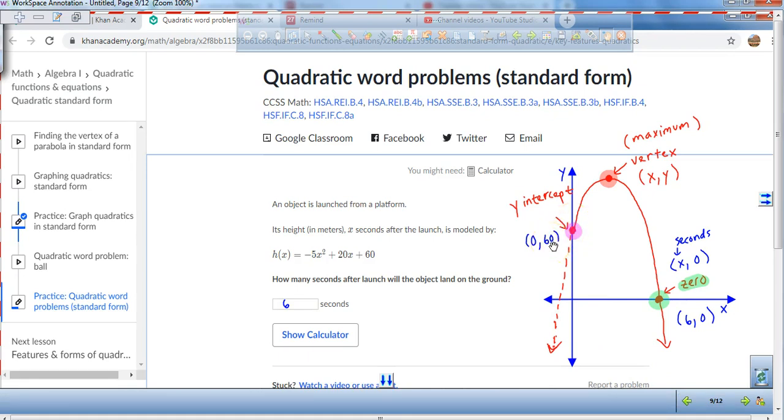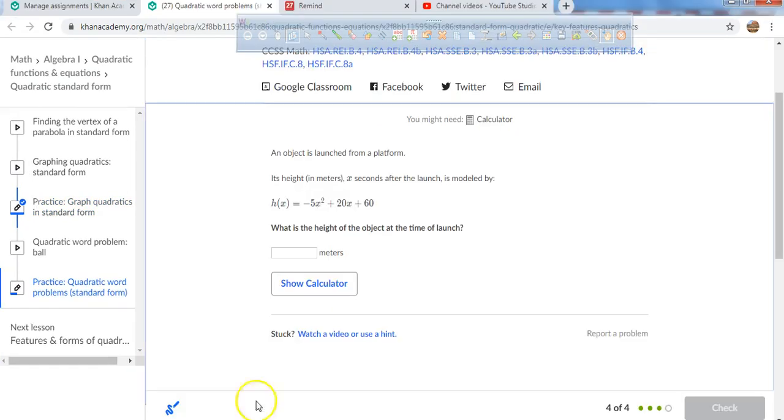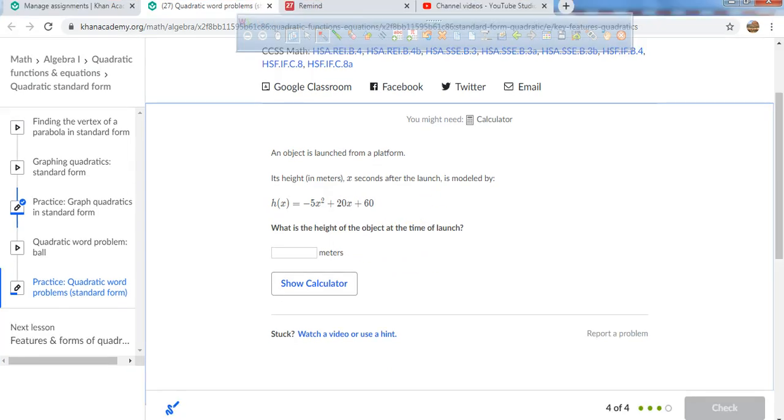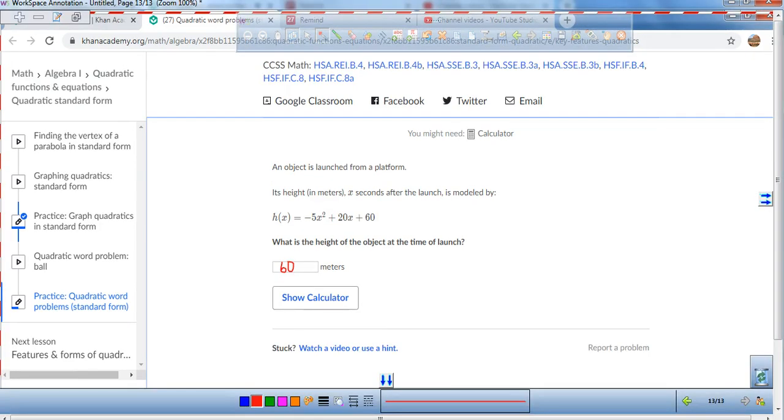So remember we said these are the three questions they could ask you about. They could ask you about the maximum, the y-intercept, or the zero. So this one's going to be really easy. All right. What is the height of the object at the time of launch? We're going to say 60, because that's your y-intercept. So I'm just going to write a 60 at the time of launch. All right, type in 60. You're done.